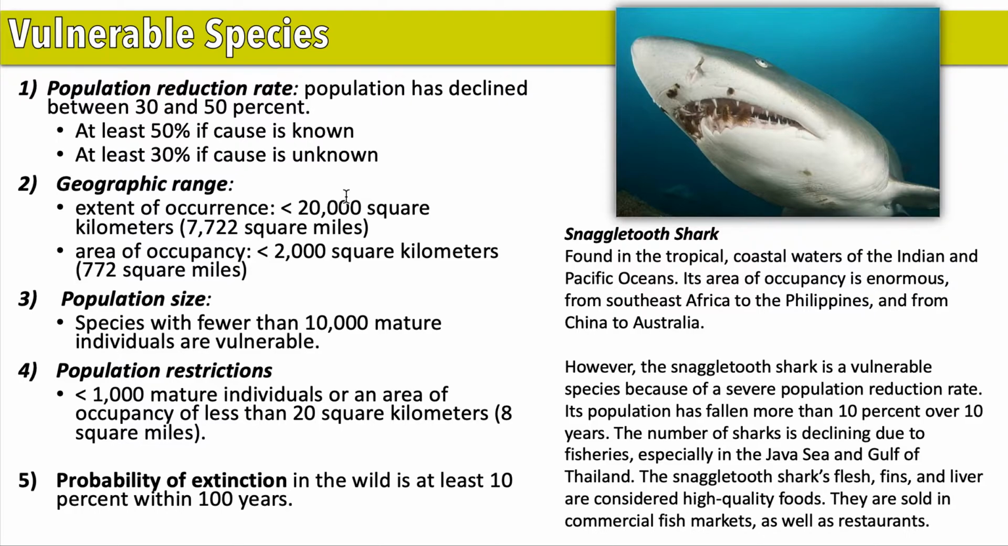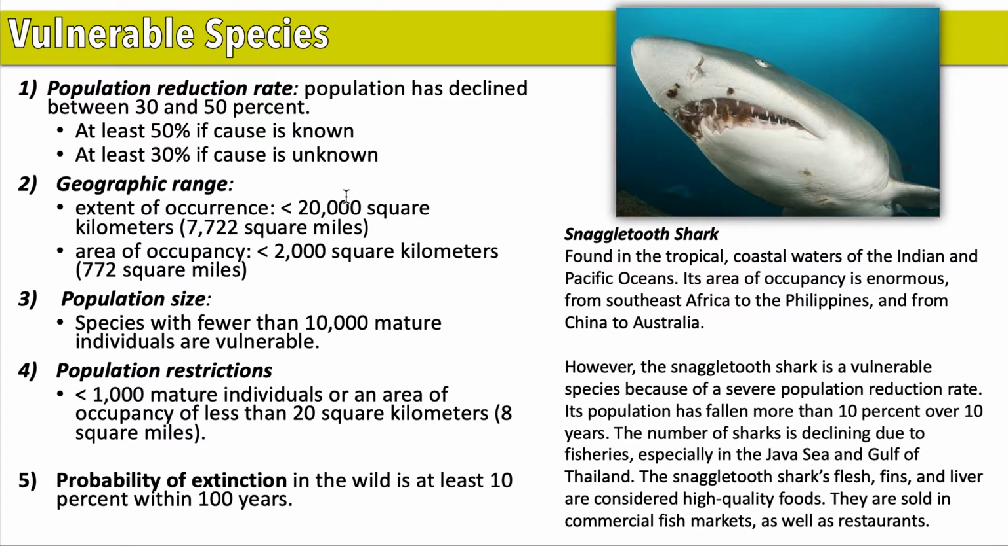So one example of this is the snaggletooth shark. It's found in the tropical coastal waters of India as well as the Pacific Ocean. Its area of occupancy is enormous, from Southeast Africa to the Philippines and from China to Australia. So it's got a wide range. However, the snaggletooth shark is a vulnerable species because of a severe population reduction rate.